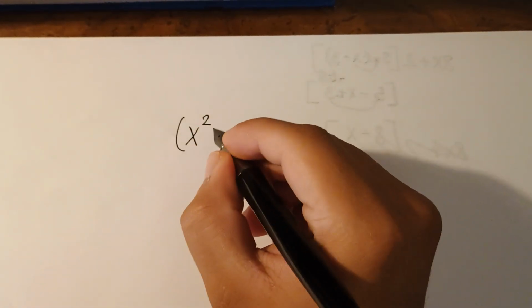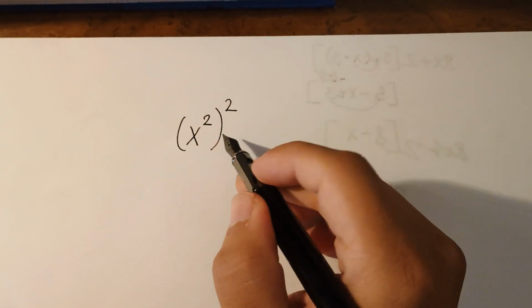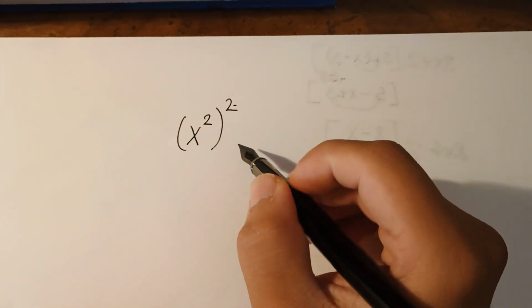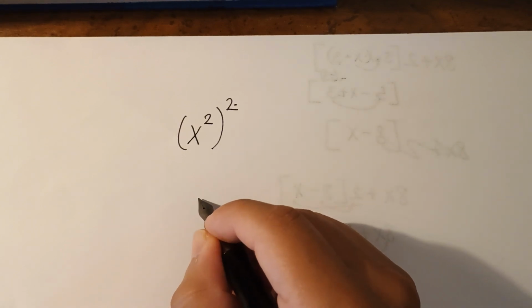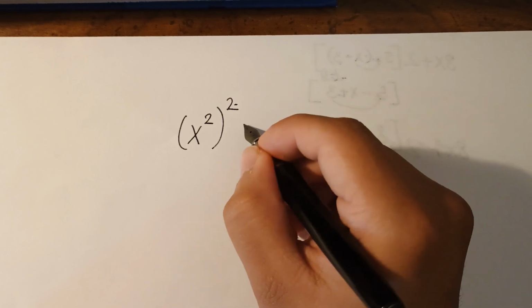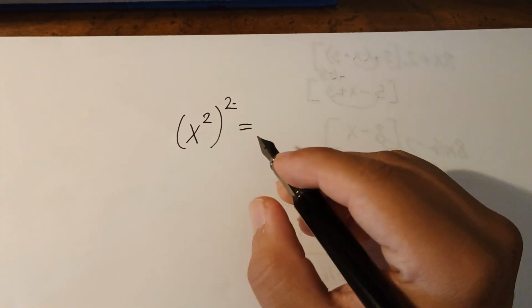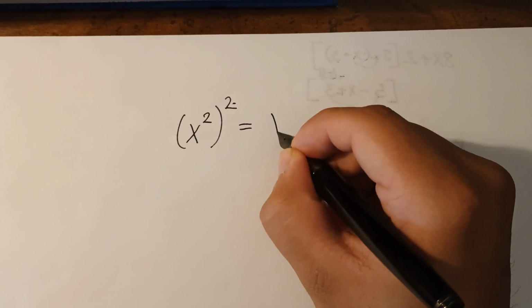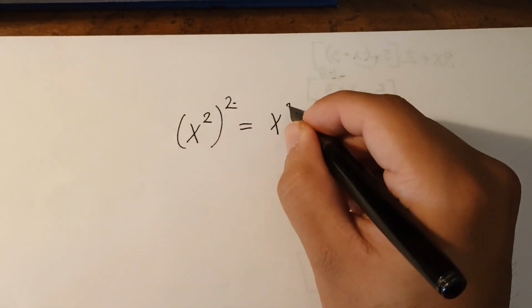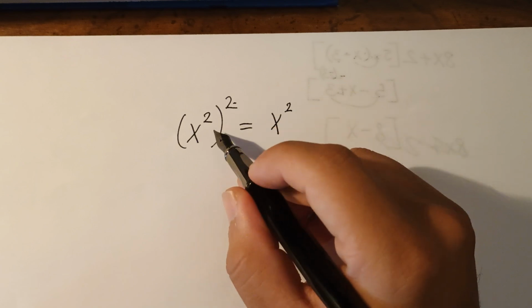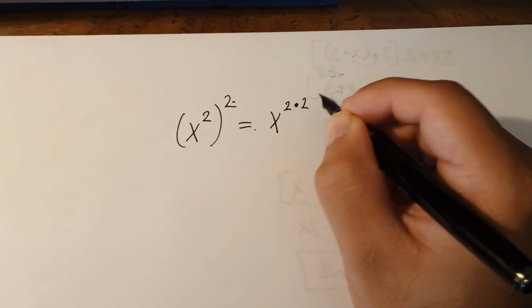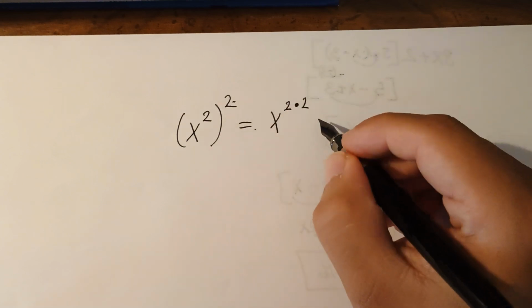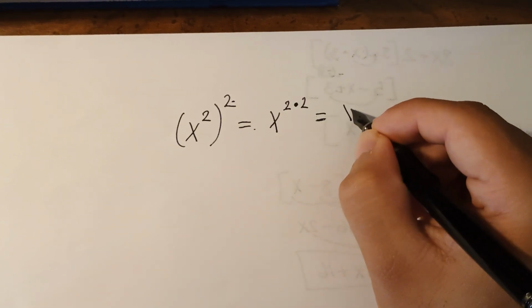So let's say we had x squared, and we had x squared to the power of x squared. Well, this would be the same as, we're going to keep the base, but instead of adding, like if it was multiplying times another one, we're going to multiply the exponents now. You multiply by whatever this is, so this would be x to the fourth.